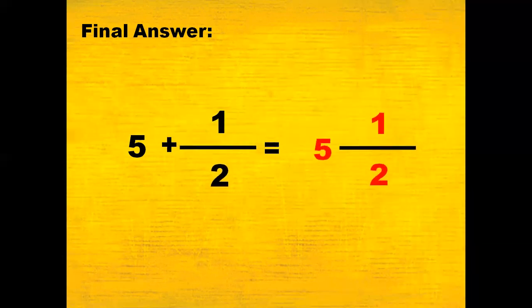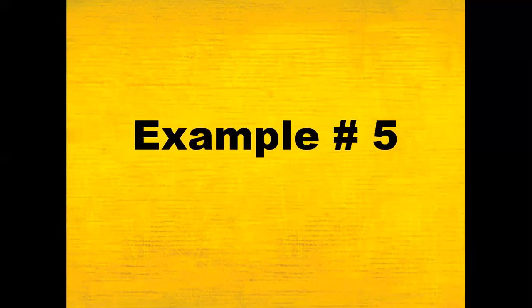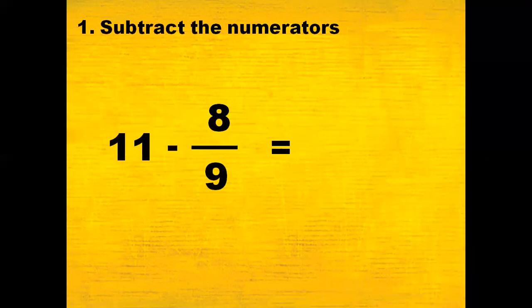So 5 as the whole number plus 1/2, the answer is 5 and 1/2. So the final answer is 5 and 1/2. Example number 5. Subtract the numerators. So 11 minus 8/9.